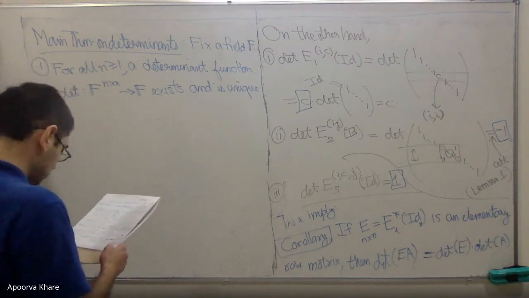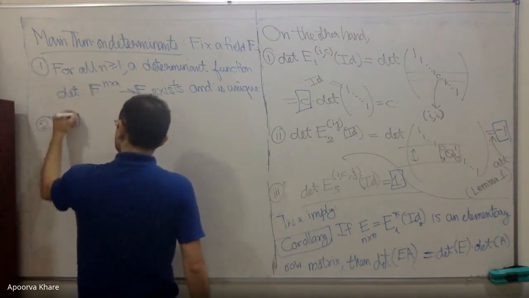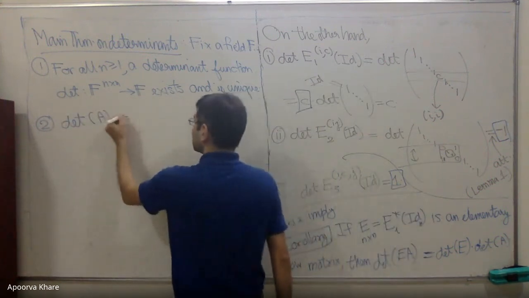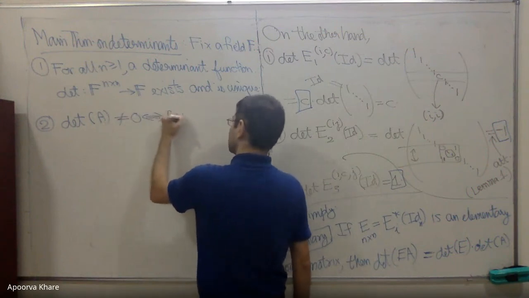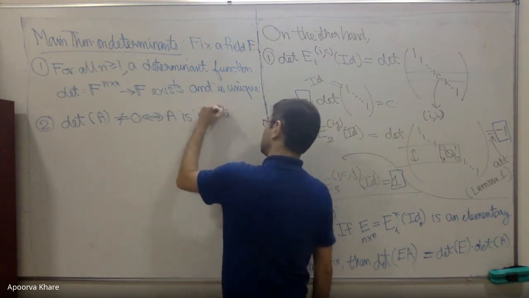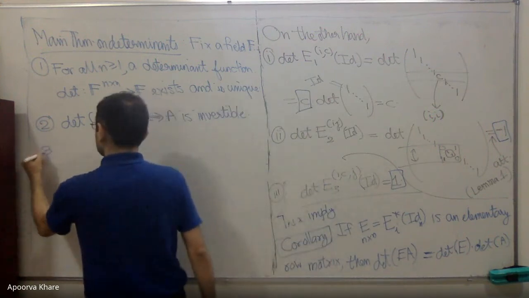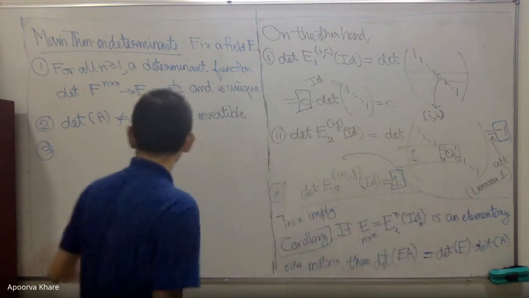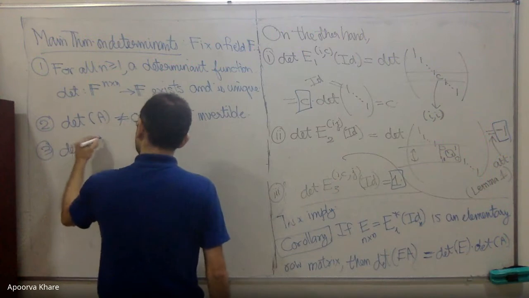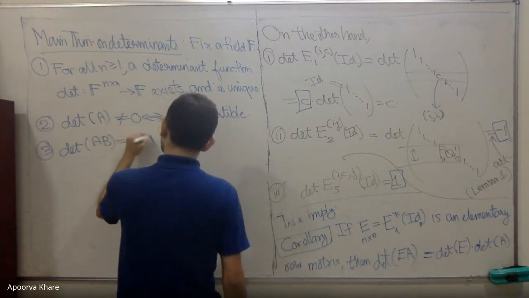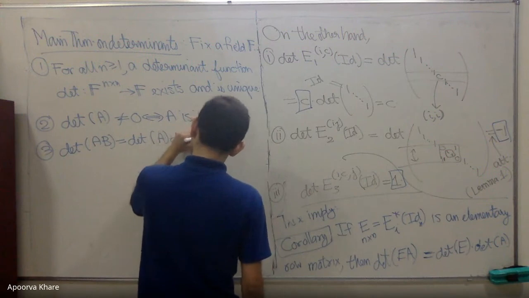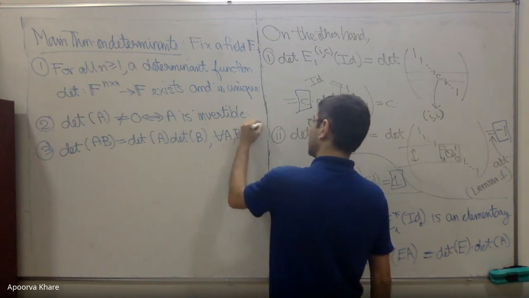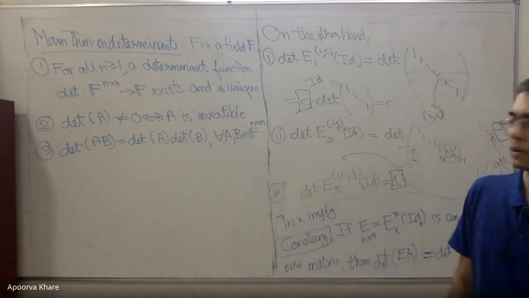Is 2 the multiplicative part? No. The determinant function, well, it's unique, right? So I can now tell you about the determinant function. The determinant is non-zero if and only if A is invertible. And the third is that the determinant is actually multiplicative for all matrices, for all A, B in F to the n cross n. That is the main theorem.